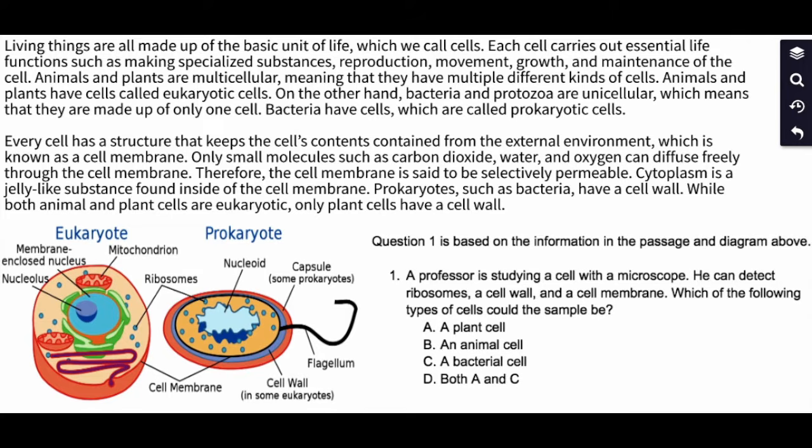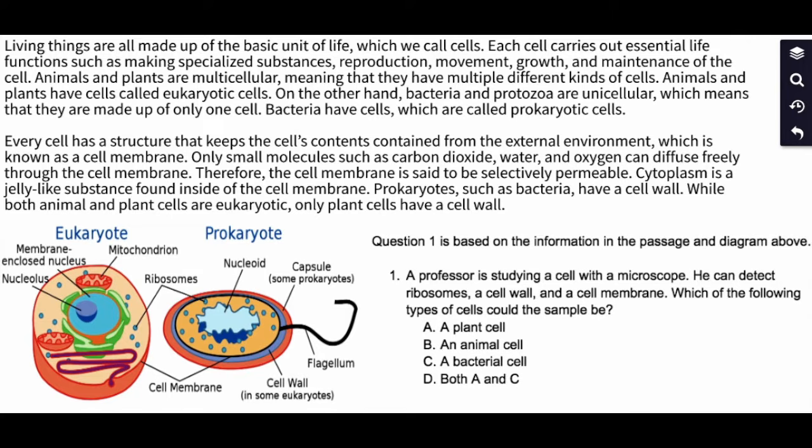Every cell has a structure that keeps the cell's contents contained from the external environment, which is known as the cell membrane. Only small molecules such as carbon dioxide, water, and oxygen can diffuse freely through the cell membrane. Therefore, the cell membrane is said to be selectively permeable. Cytoplasm is a jelly-like substance found inside of the cell membrane. Prokaryotes, such as bacteria, have a cell wall, while both animal and plant cells are eukaryotic. Only plant cells have a cell wall.